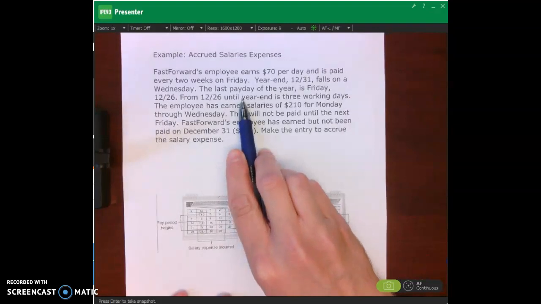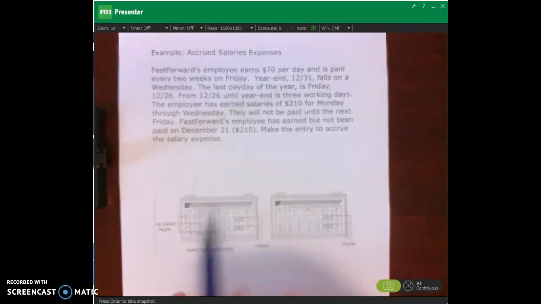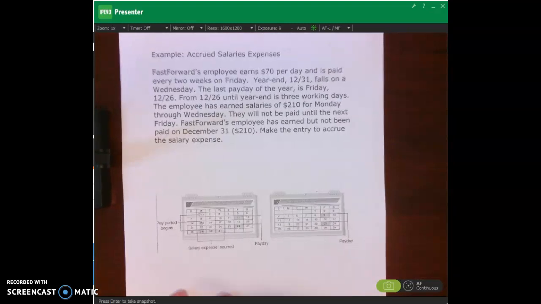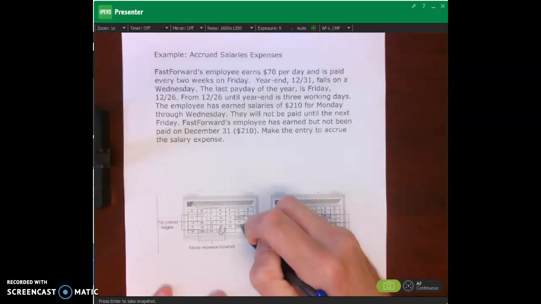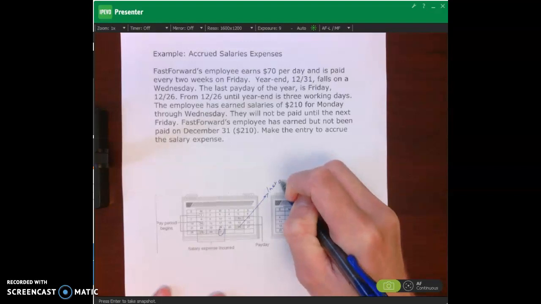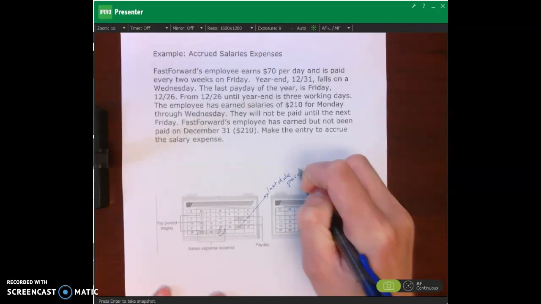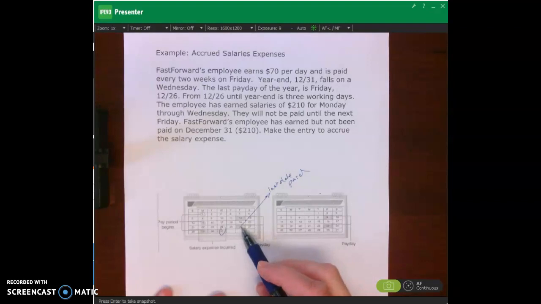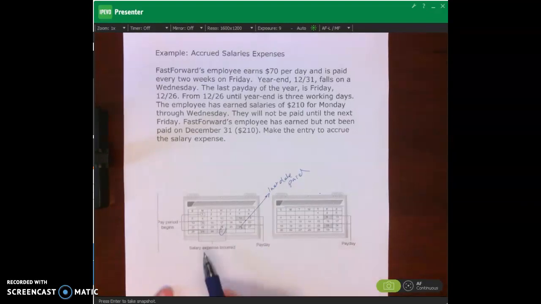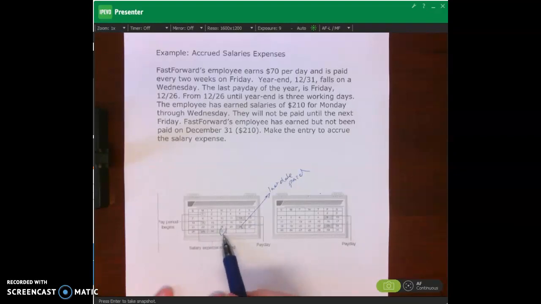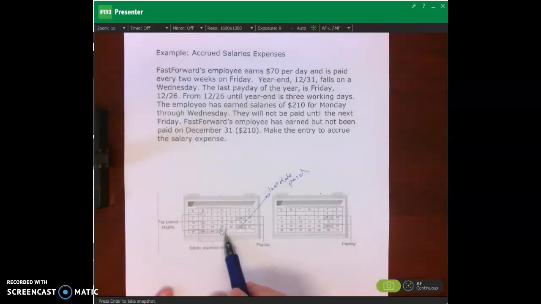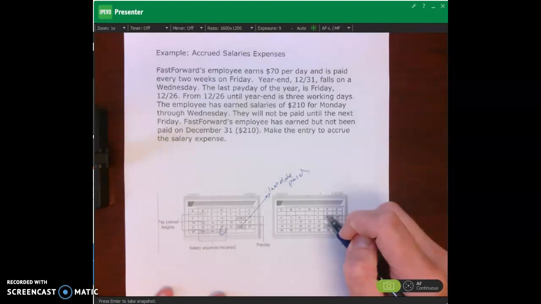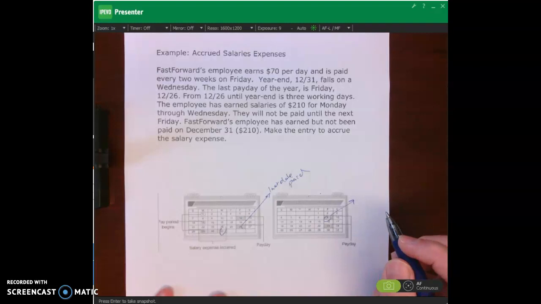We can see the last payday of the year is Friday, 12/26, and from 12/26 until year-end 12/31 is 3 working days. So on 12/26, that's the last date paid. It's the last time we recorded salaries expense and paid salaries. Then on the 29th, the 30th, and the 31st, our employee has worked 3 days, but we're not going to pay them until the 9th of the next accounting period.